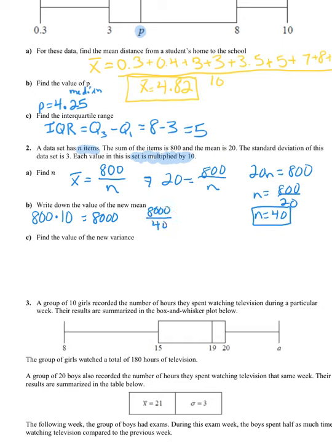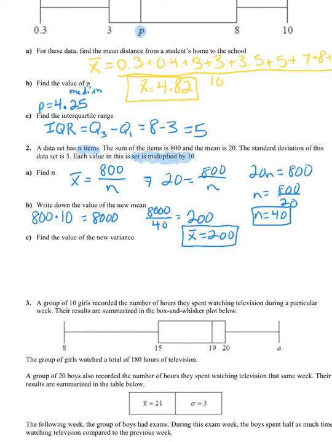We're dividing by 40 items because the number of items stays the exact same. And we should end up getting 200. So our new mean is 200. I can probably change colors, make it a little easier for you guys, but yeah.